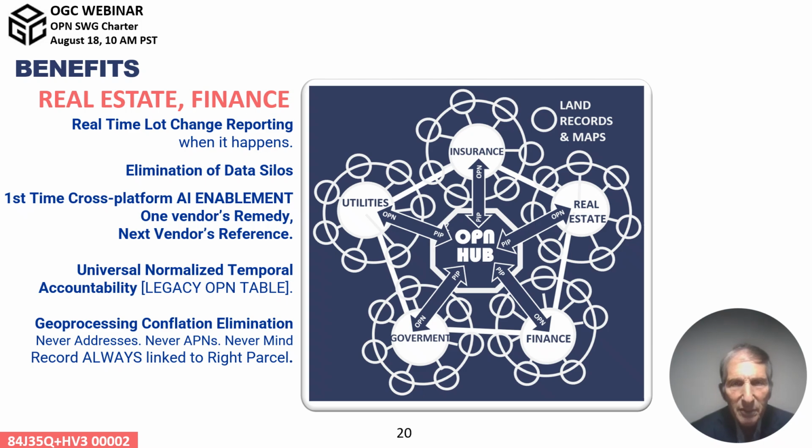For real estate and finance, finally, there's real-time lot change reporting, not when your vendor reports it, but when it happens. Elimination of all data silos. Most important, first-time cross-platform AI enablement. One vendor solution cannot be referenced by the next vendor's subscribers because there's no common indexing. Universal normalized temporal accountability. Change metrics compiled in the legacy OPN table introduces a heretofore not possible AI-driven change analytic. Geoprocessing conflation elimination, problematic addresses and APNs completely replaced by never wrong PIPs.